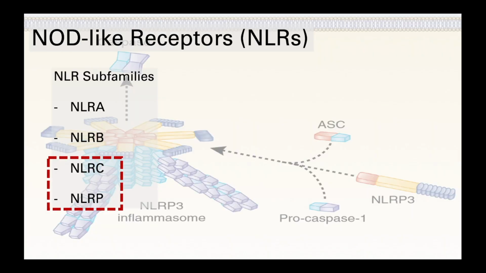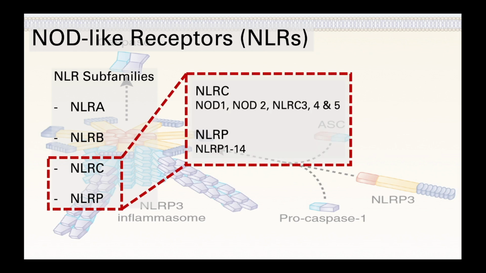The final group of pattern recognition receptors we are going to look at briefly are the NOD-like receptors, or nucleotide binding oligomerization domain-like receptors. These can detect both PAMPs and DAMPs and can broadly be divided into 4 families. But we are only going to mention the NLRC and NLRP subfamilies, which have caspase and pyrin domains respectively, and are important in the formation of a subcellular multimeric structure called the inflammasome.